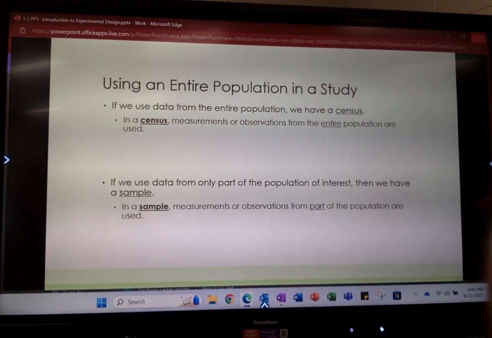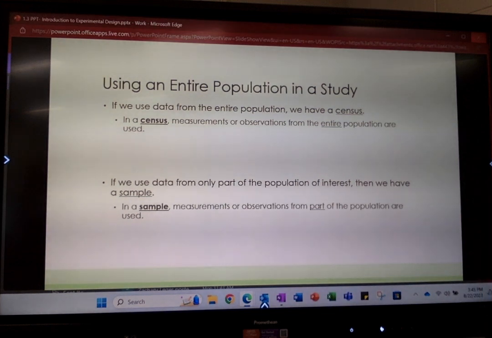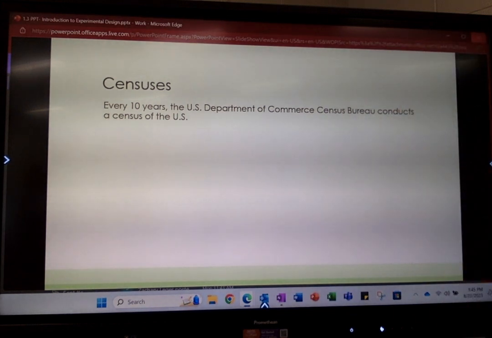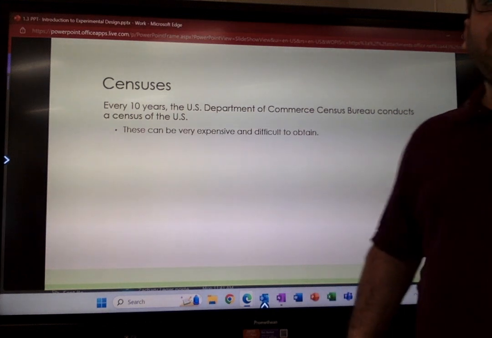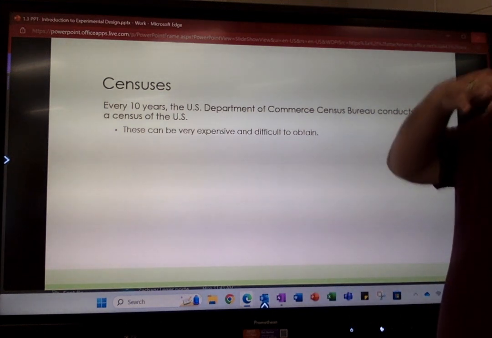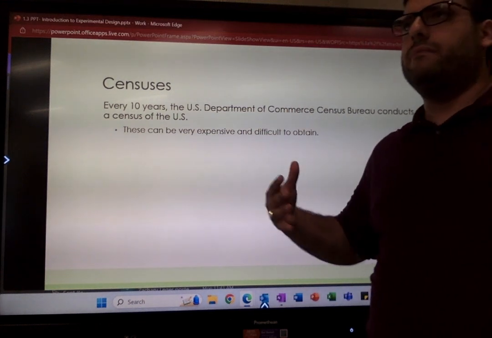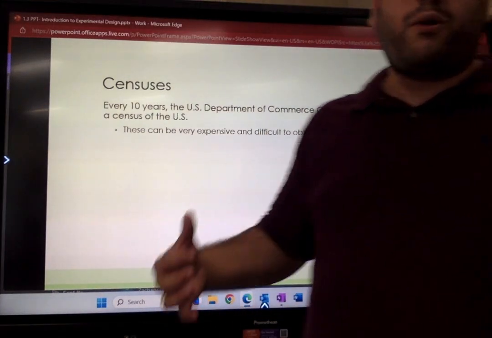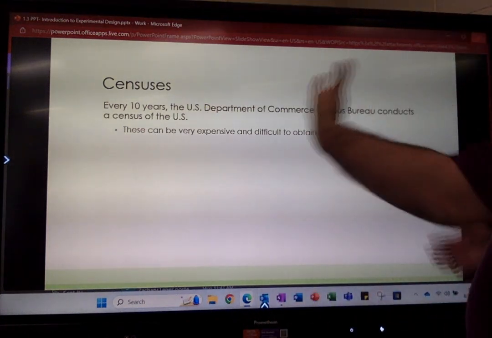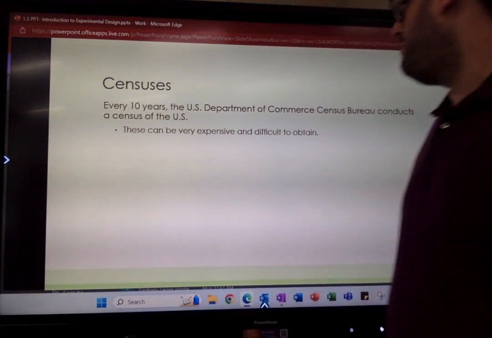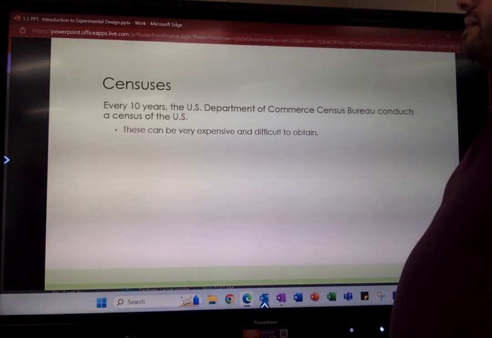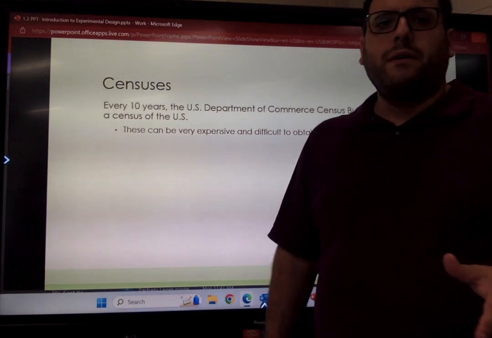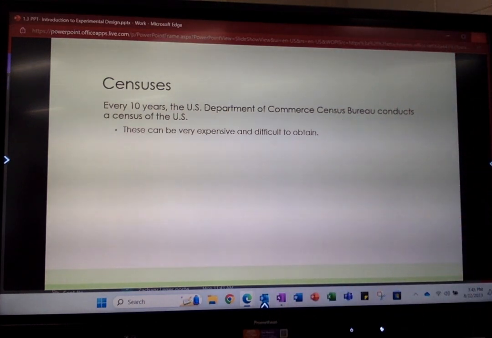But when we talk about the fallbacks for using a population study, for example, every 10 years, the U.S. Department of Commerce Census Bureau conducts a census of the United States. The issue with that is that because you're taking a census of everybody in the United States for such a long time, these can be very expensive and difficult to obtain. Again, the United States is very, very spread out. They may use different multi-stage sampling techniques for this, but actually, no, they won't use multi-stage sampling because they're conducting population studies. But even still, point is, stuff like this can be very expensive and very difficult to obtain.